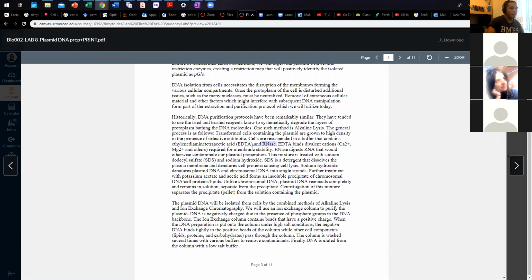And then you add EDTA, which takes away anything that helps membrane stability. It binds Ca2+ and Mg2+, which are required for membrane stability, so it makes the membrane less stable. It removes any RNA in the surrounding area.